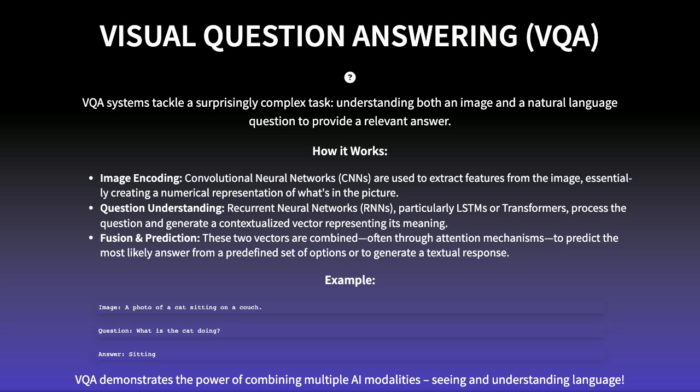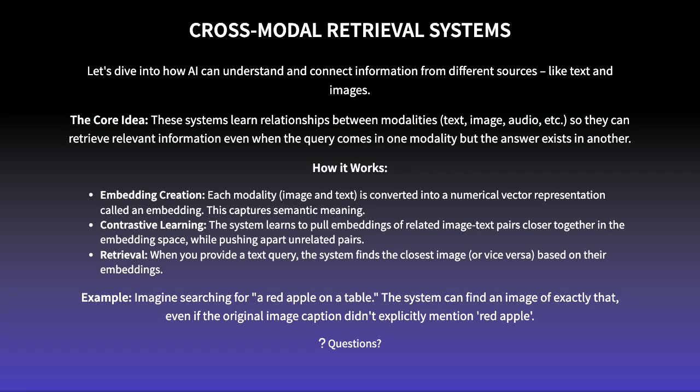Pretty cool, right? Okay, let's talk about cross-modal retrieval. Basically, we're building AI systems that can really understand how different types of information like text and images relate to each other. The key is creating embeddings, which are like numerical fingerprints for both text and pictures, capturing their meaning. Then, using a technique called contrastive learning, the system learns to group related items together. Think of it as teaching the AI what's similar and what isn't. So, if you ask for something like a red apple on a table, the system can find an image that matches, even if it wasn't specifically described with those words initially. It's all about finding connections between different data types.